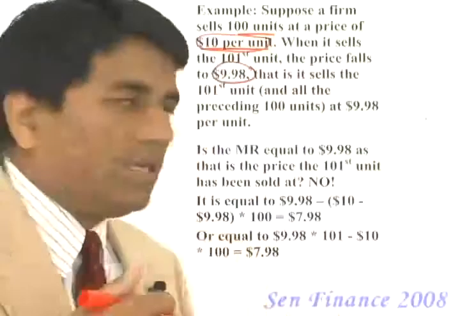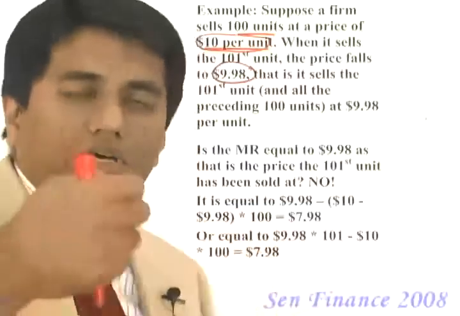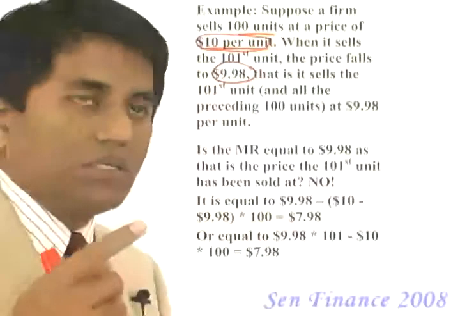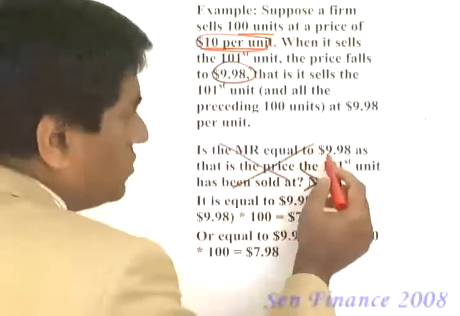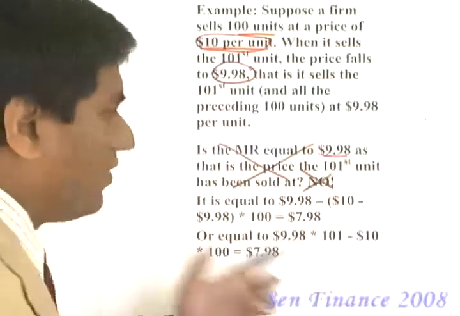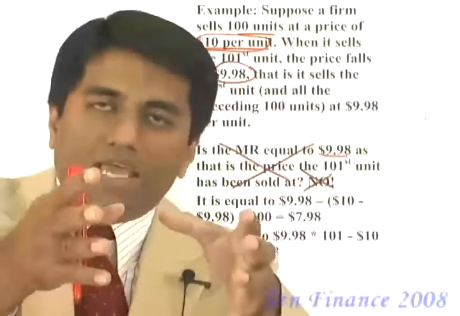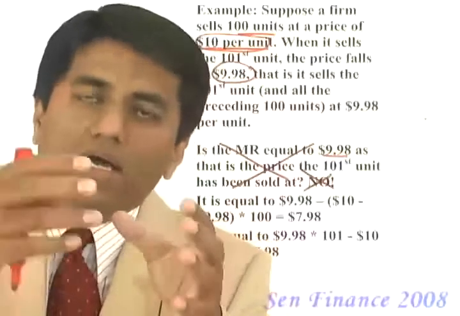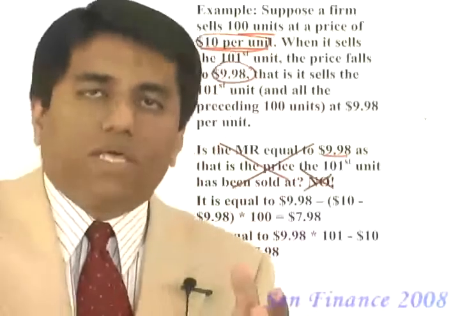Is it the price for which it sells the 101st unit? The 101st unit sells at $9.98. No, it is not. That is wrong. The marginal revenue is not $9.98. Rather, the marginal revenue is the price which the firm obtains for the 101st unit minus the lower price it obtains on the previous units.